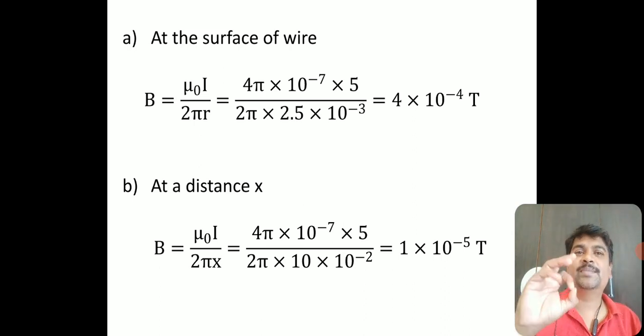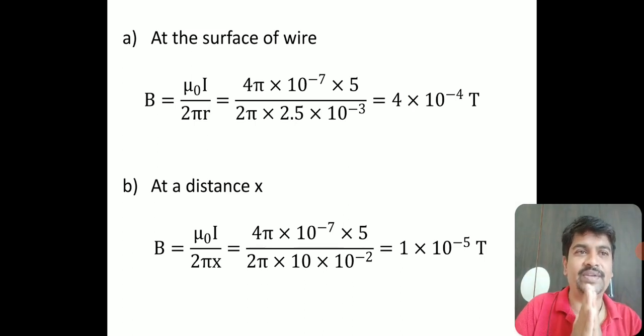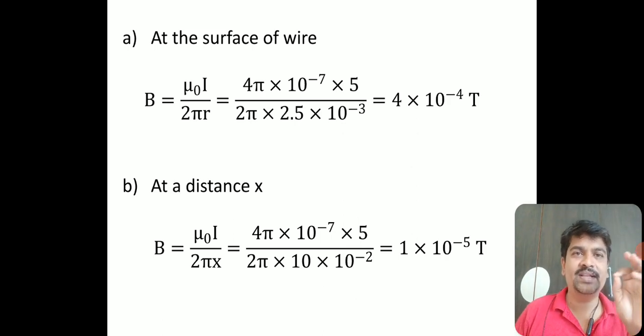Suppose the value of mu naught is not given, students, you should remember it. It is compulsory that you remember epsilon naught in electrostatics. In the same way, you should remember mu naught in magnetostatics, and the value is 4 pi into 10 to the power of minus 7. You should compulsorily remember the value of permeability in magnetostatics.